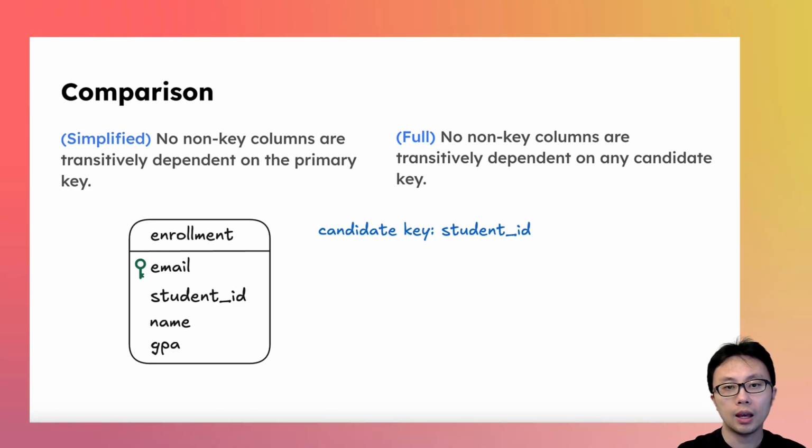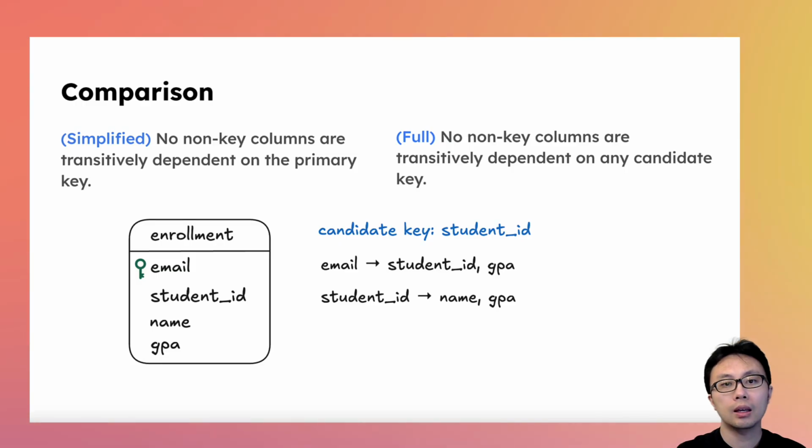The table has three functional dependencies. The first one is about the primary key functionally determining two columns, including student ID and GPA. The second is about student ID as the candidate key functionally determining name and the GPA. The third is about the name column functionally determining the GPA column.